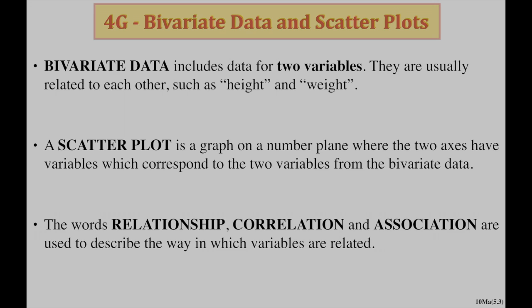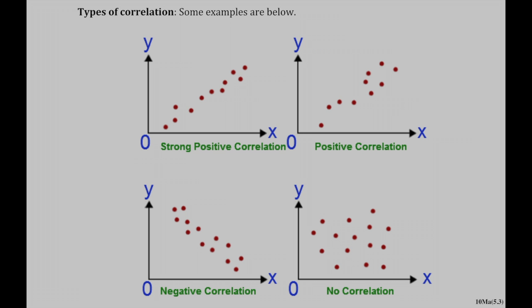So let's get into it. A couple of words we need to be aware of: relationship, correlation, and association. They're words we use to describe how our two variables, or our two things such as the height and the weight, how they're linked to each other. So let's have a look at some examples here.